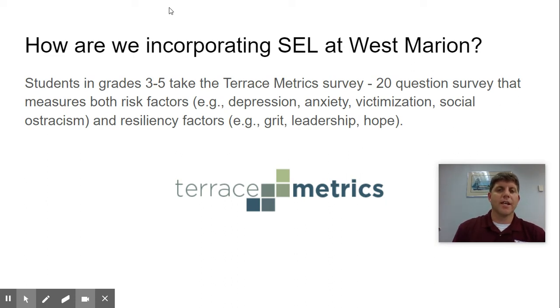So every one of our students in grades 3 through 5 have just completed this Terrace Metrics survey, and it basically offers you a report, and based on that report, if they're a risk factor 1, 2, or 3, we have conferences with them within 24 hours just to intervene and have that conversation. If they're risk factor 4 or 5, it's not as serious, but we still meet with them within a week or two just to check in with them.